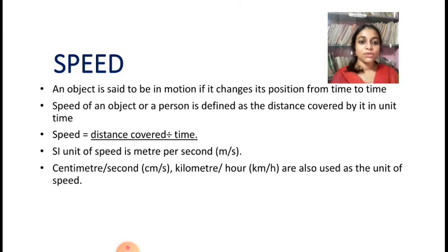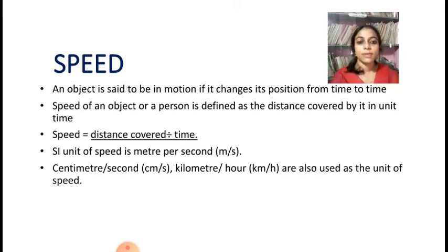Before that, we have to discuss what is motion and what is rest. An object is said to be in motion if it changes its position with respect to time and with respect to its surroundings. And an object is said to be at rest if it does not change its position with respect to time as well as its surroundings.